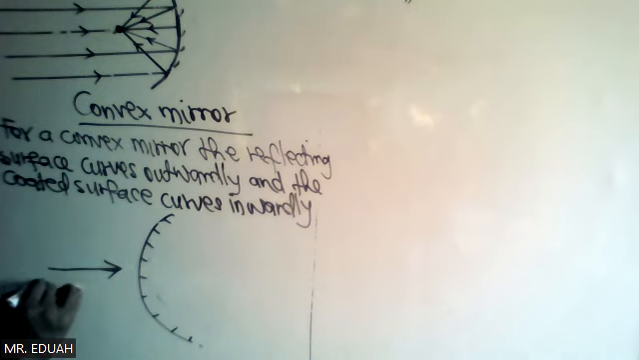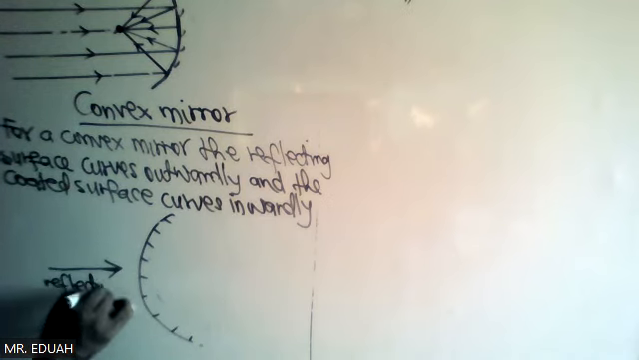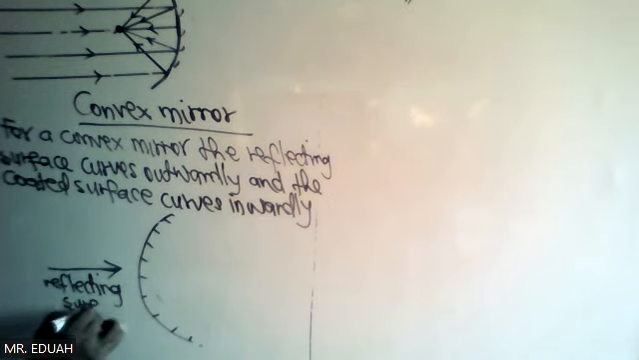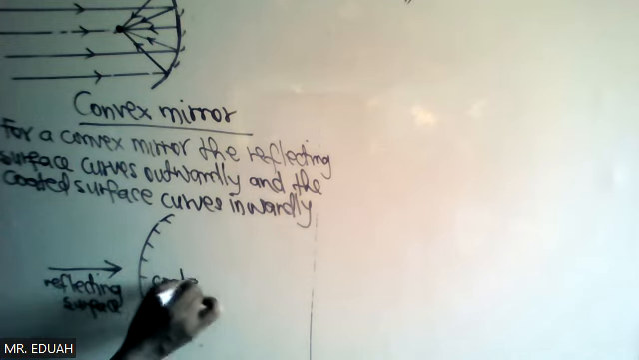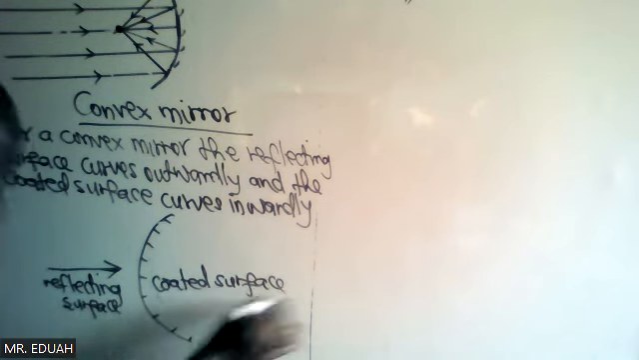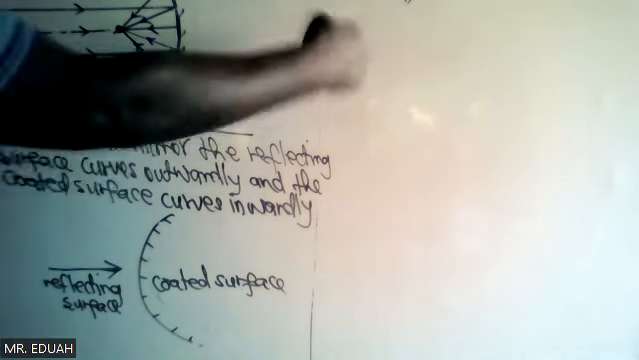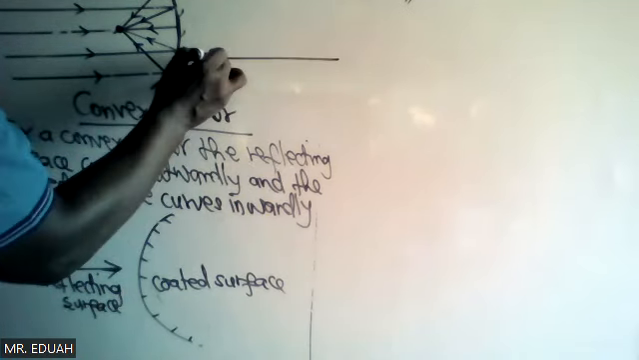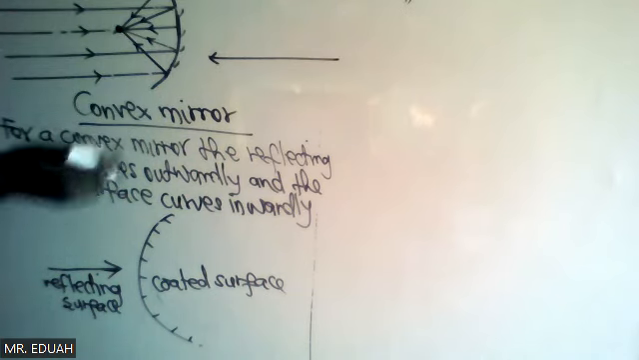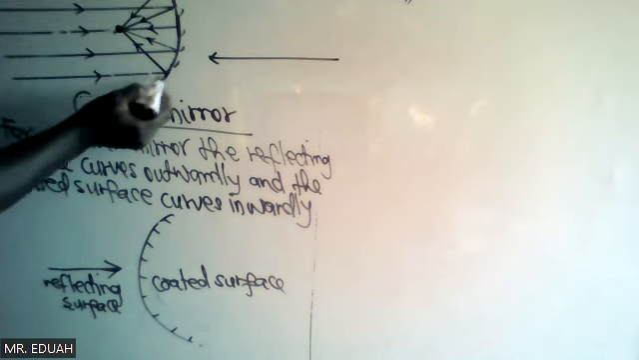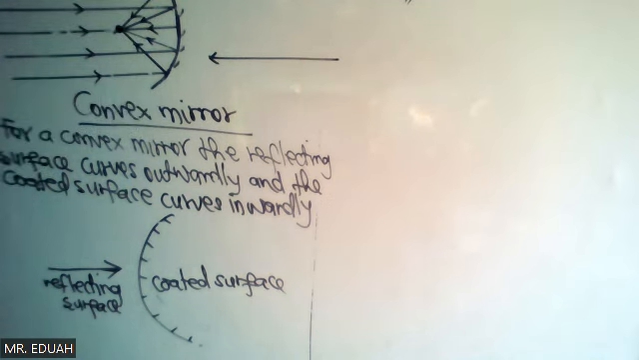So, reflecting surface, and this is a coated surface. It's just like a convex mirror, but this time around, incident light or rays here. So this side becomes the reflecting surface, and then you coat the part that curves inwardly to be the coated surface. So the description is that for a convex mirror, the reflecting surface curves outwardly, and then the coated surface curves inwardly.